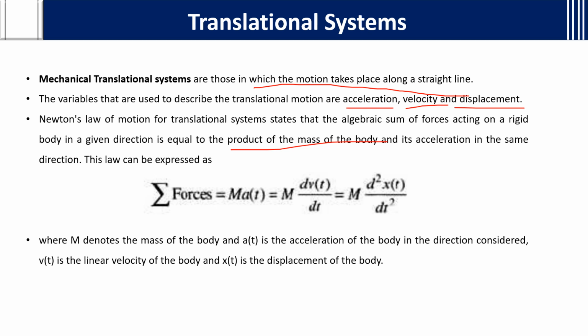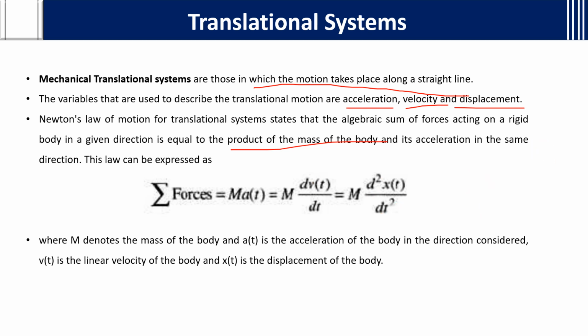And again, v(t) is what? v(t) is dx/dt, where x is the displacement. The derivative of displacement dx/dt is nothing but velocity. So if you substitute in the place of v(t), d/dt of x, then you will get d²x(t)/dt². I hope you are understanding.